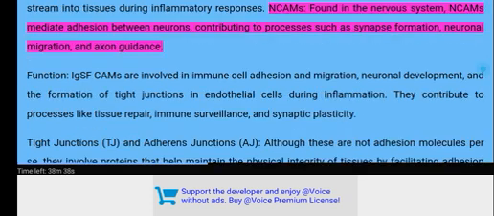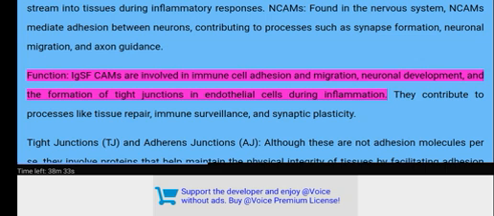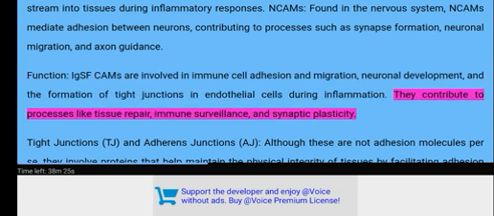NCAMs, found in the nervous system. NCAMs mediate adhesion between neurons, contributing to processes such as synapse formation, neuronal migration, and axon guidance. Function: IGSF CAMs are involved in immune cell adhesion and migration, neuronal development, and the formation of tight junctions in endothelial cells during inflammation. They contribute to processes like tissue repair, immune surveillance, and synaptic plasticity.